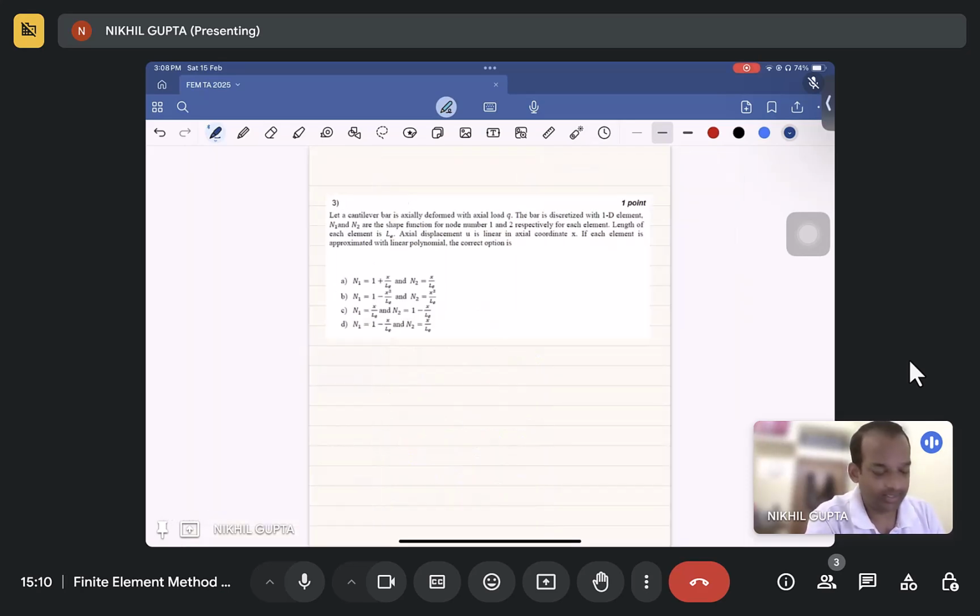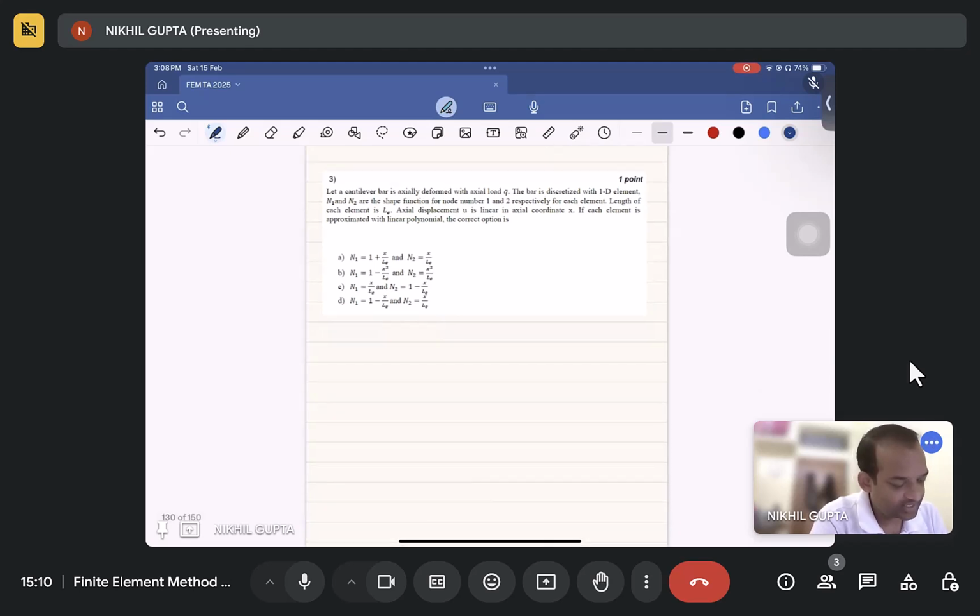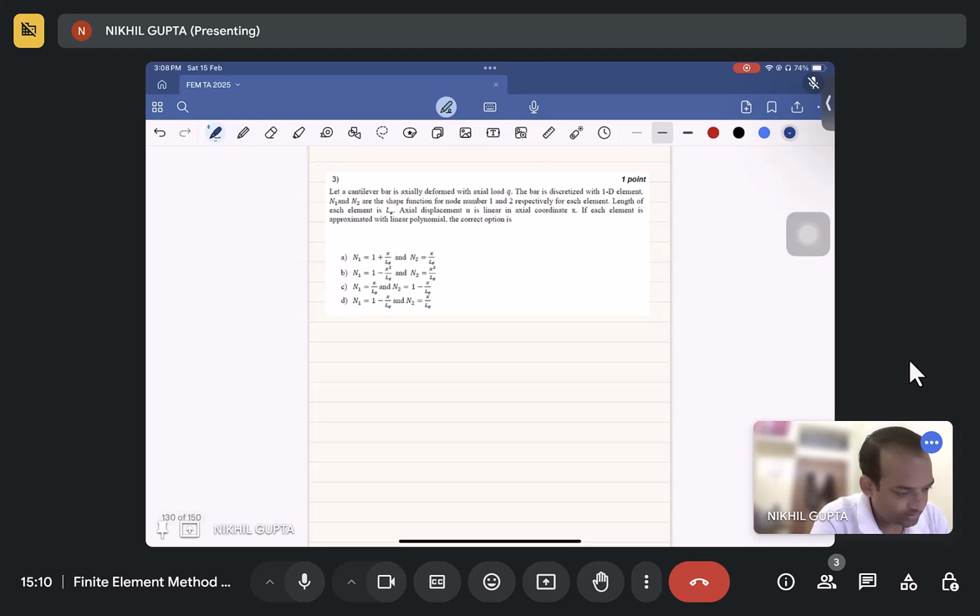Let's go to the third question. It says let a cantilever bar be axially deformed with an axial load Q. The bar is discretized with 1D elements with N1 and N2 as the shape functions for nodes 1 and 2. Length is Le, axial displacement is U as linear, and the coordinate system is X. If each element is approximated with a linear polynomial, we have to find N1 and N2 for that.